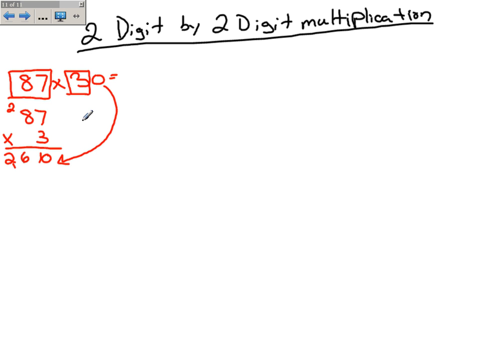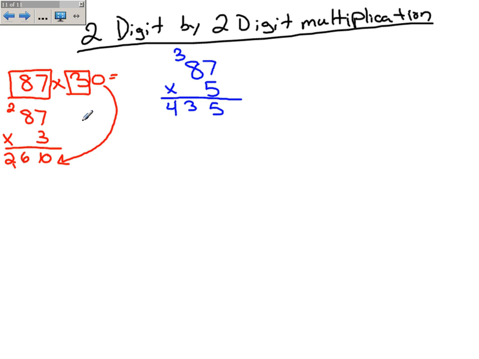Well, let's try another problem. Let's stay with 87. I like that number. And let's multiply it times 5. 5 times 7 is 35. 5 times 8 is 40, plus 3 is 43. So when I multiply 87 times 5, I get 435. And when I multiply 87 times 30, I get 2,610. Now I wonder what those two sums together add up to.